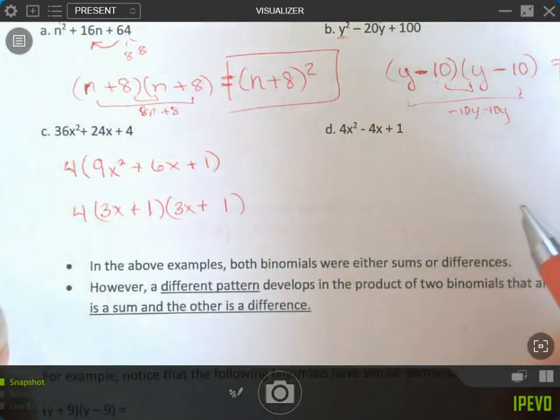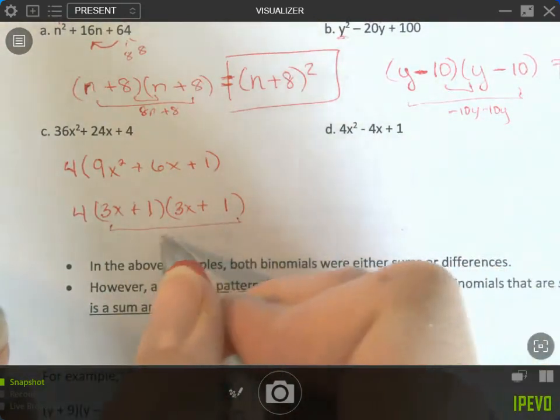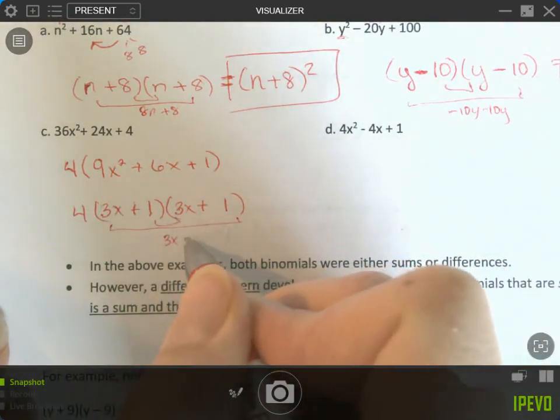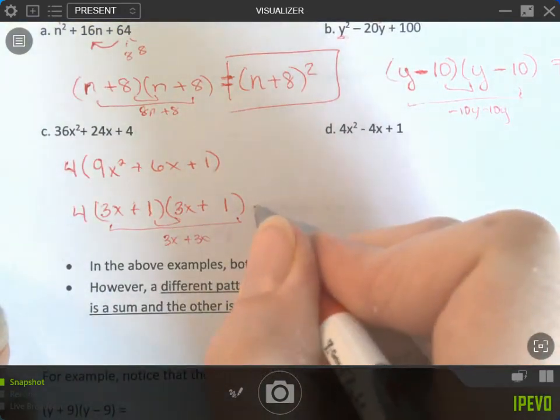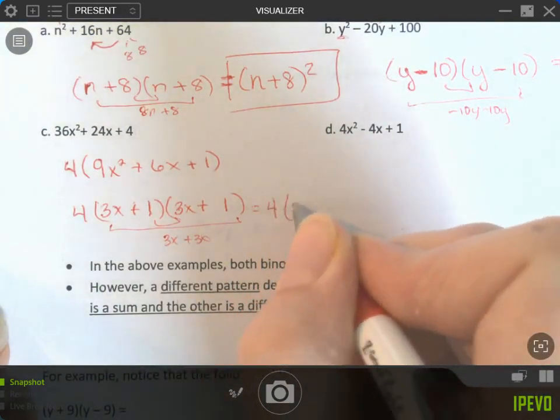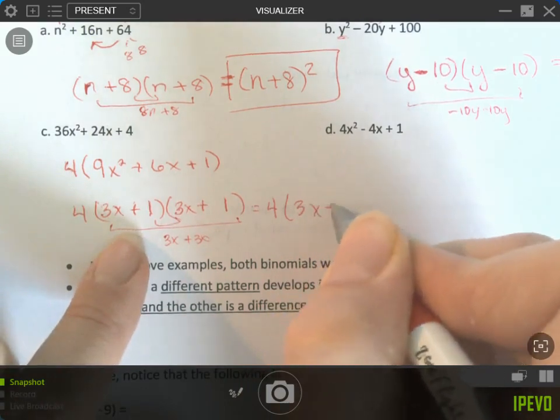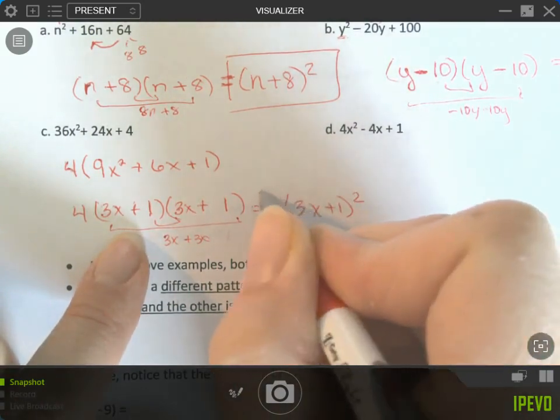All right, so if we're checking it, that's 3x and that's 3x. Does it add up to my 6x? Yeah. All right, now final answer. Don't lose your 4. And it was this thing, 3x plus 1 quantity squared.